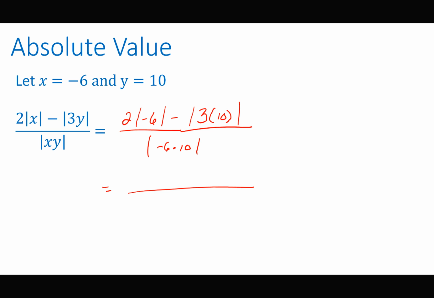All right, so 2 times the absolute value of 6 is the same as 2 times 6, so I get 12. 3 times 10 is 30, absolute value of 30 is still 30, so it's 12 minus 30. Negative 6 times 10 would be a negative 60, but it's in absolute value bars, so that's really a positive 60. 12 subtract 30 would be a negative 18 divided by 60.